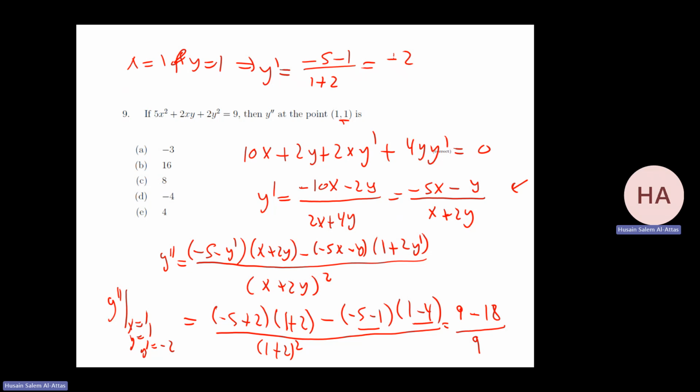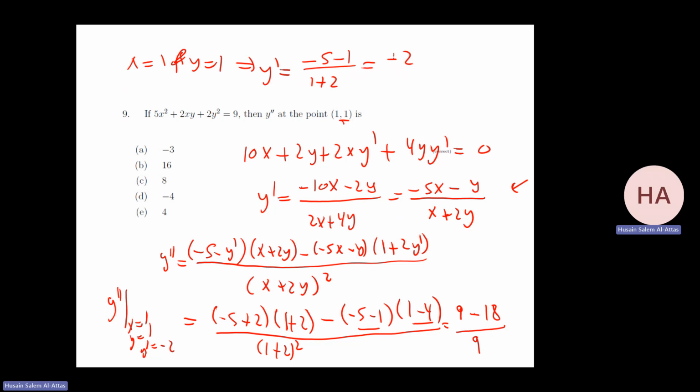I have y equal 1 and x equal 1. Okay, correct. So if x equal 1, y equal 1, what will be y'? It will be minus 5 minus 1 over 1 plus 2, which is minus 6 over 3, which is minus 2. So y' equals minus 2.